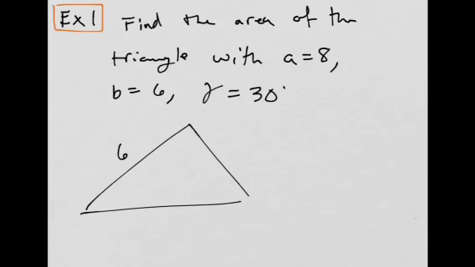I'll call this B. This will be A. So 8. And then, since that, okay, that would be alpha. That would be beta. So this has to be gamma. You have to make sure that the angle is in between. Otherwise, you have to do a little bit more work. But the angle is in between the two sides, so I can continue on.